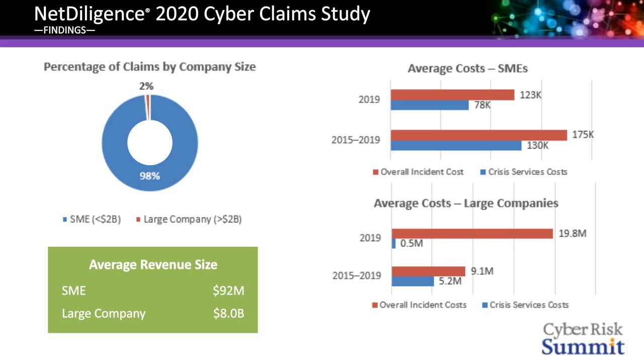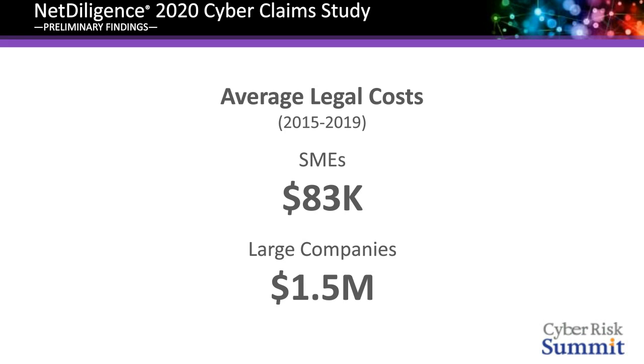There are legal components to all this, and my good friend Jen Coughlin will be talking a lot about this along the way as she's moderating. But for SMEs, the average legal costs that they saw in handling these data breach and ransomware type events was about $83,000, and for large organizations, it was $1.5 million.